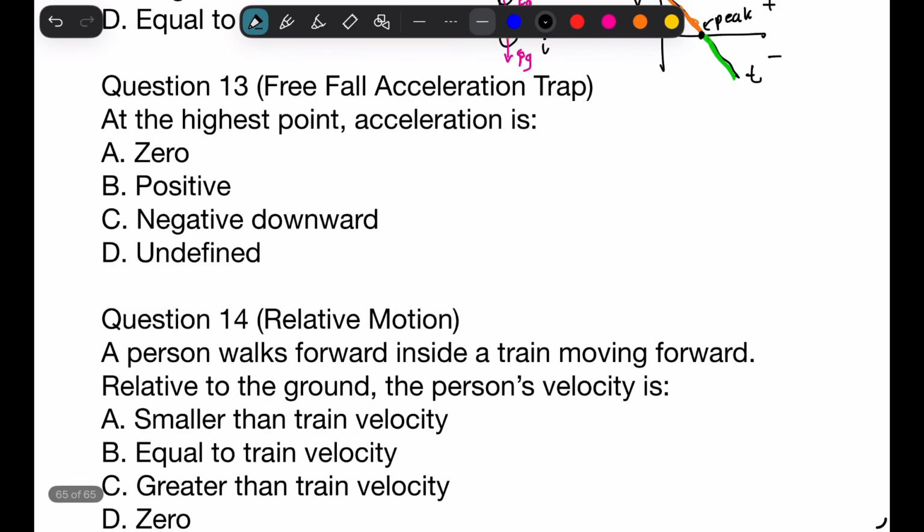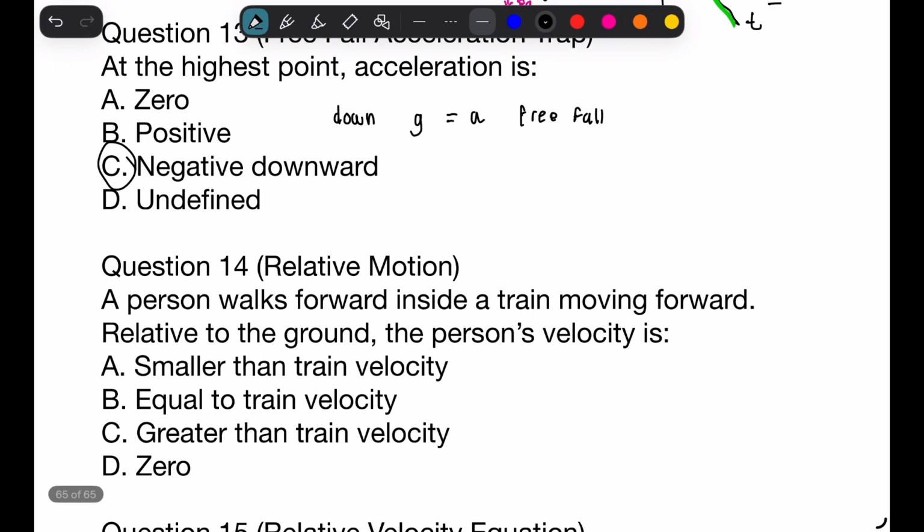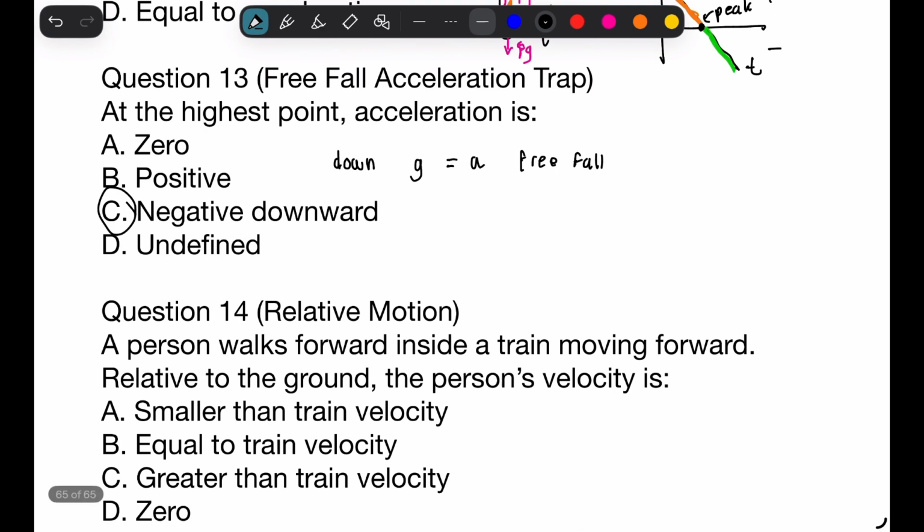Now at the highest point, your acceleration is going to be what? Well, when you are in free fall, your acceleration is equal to g, and that is in the downward direction. No matter where you are, even if you're at the top, you still have gravity acting. So your answer is still going to be negative, downward. Gravity acts at all times, so your acceleration remains downward even when your v is equal to 0.